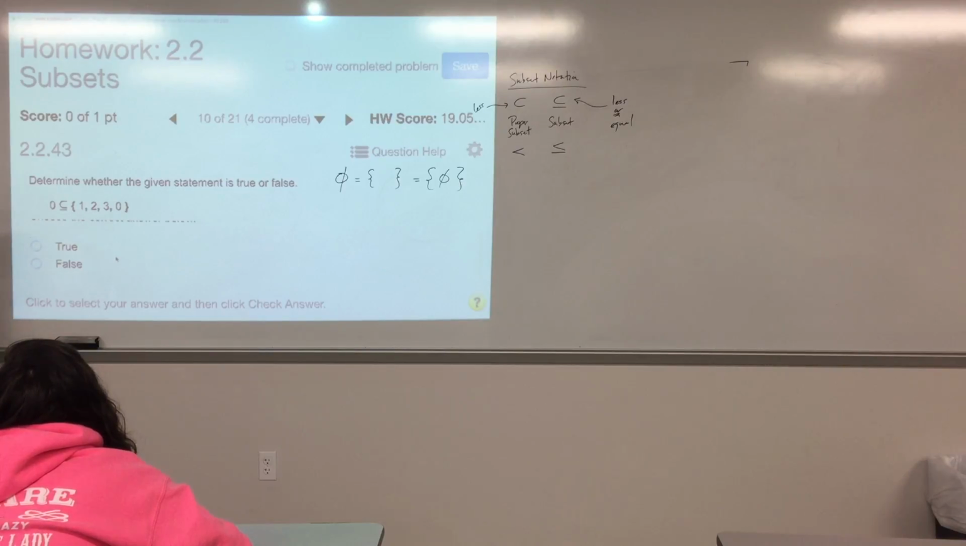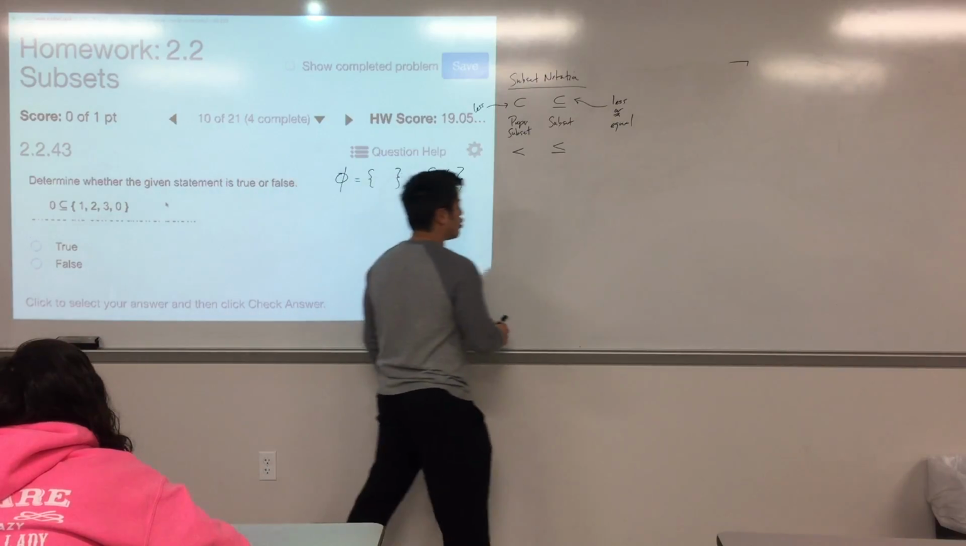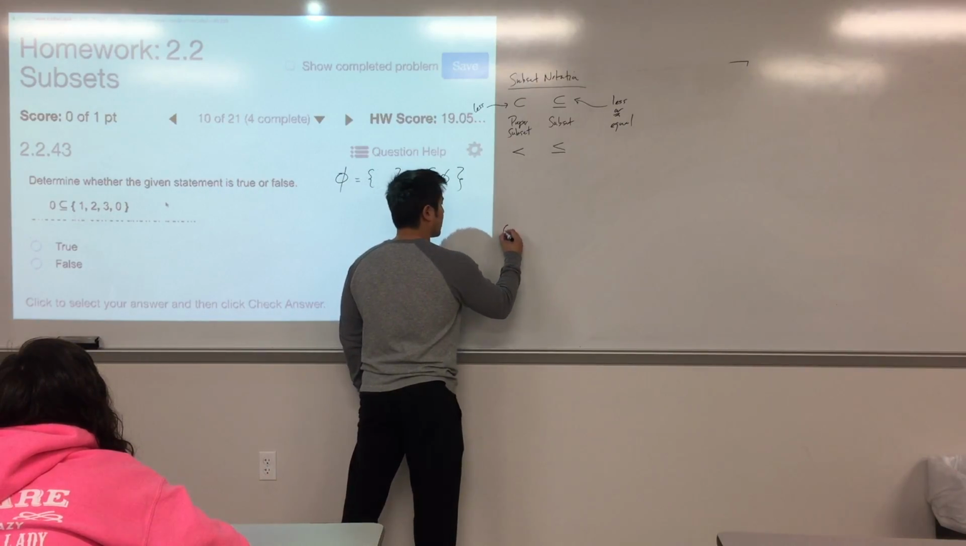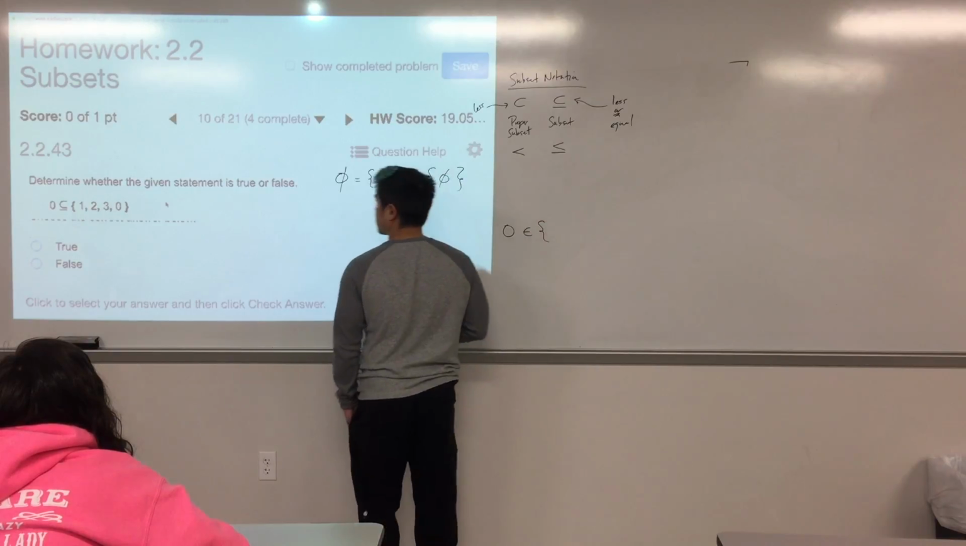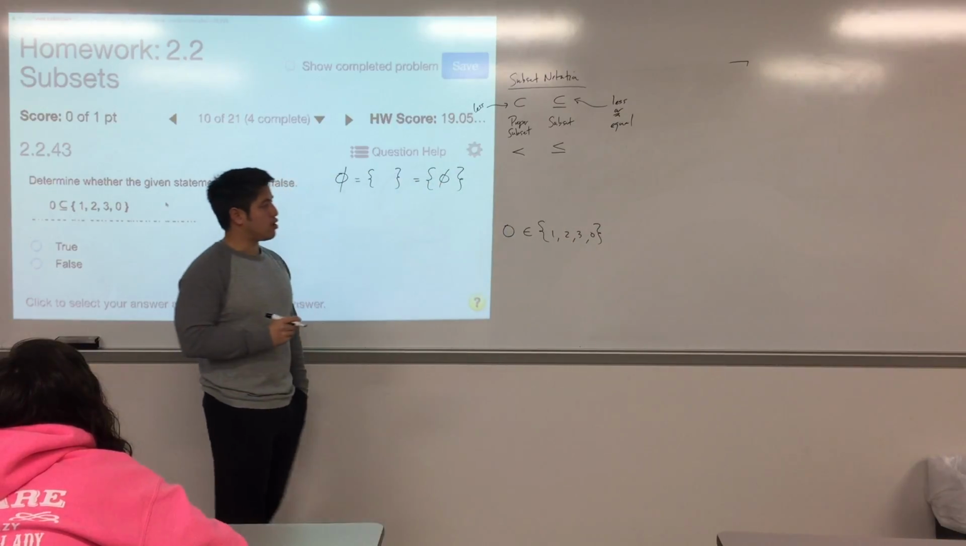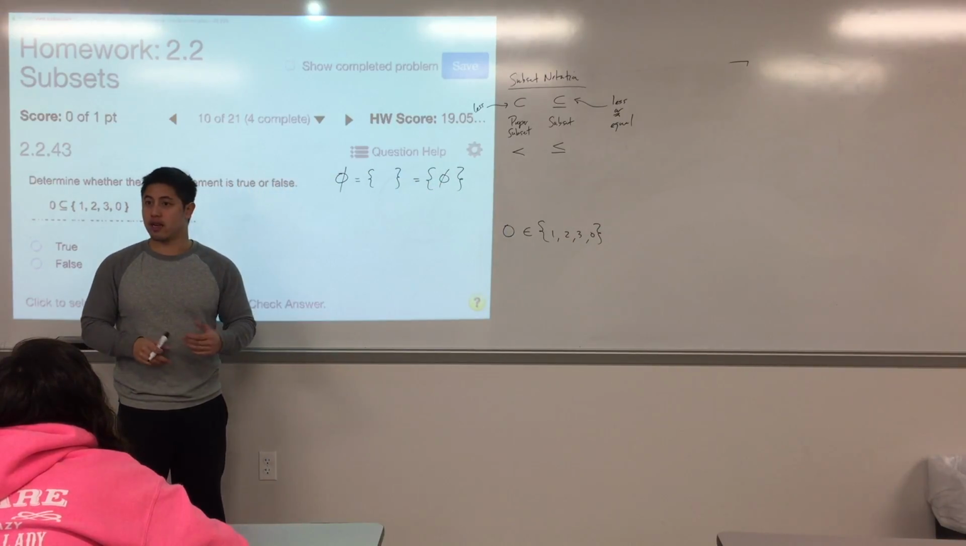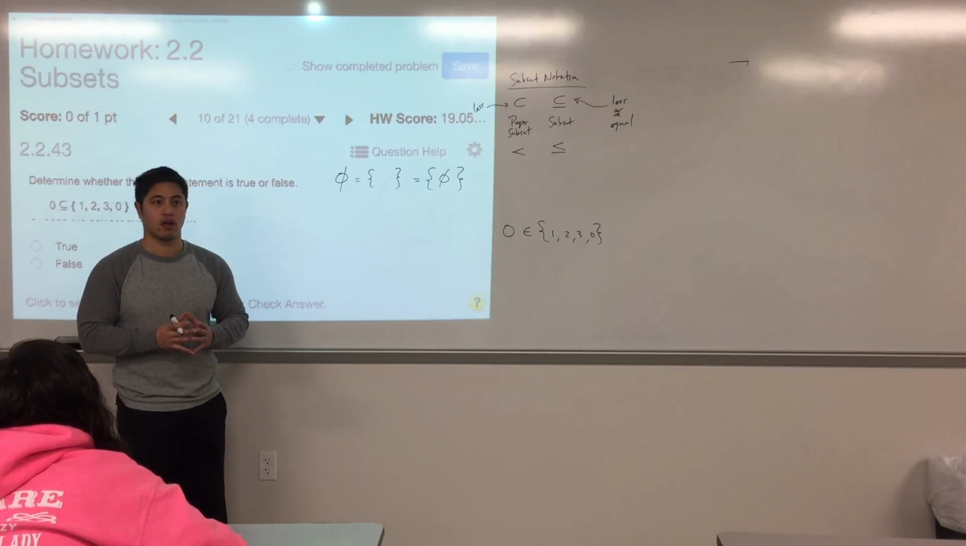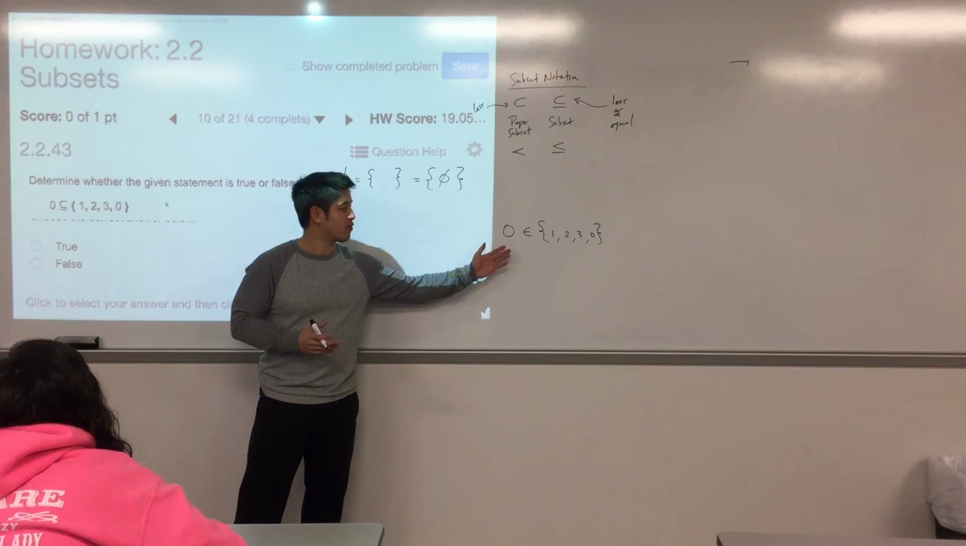All right, so with that said, let's take a look at this problem. And this is a very, very important thing here, so pay close attention. Last section, we had that element symbol, right? And last section, you recall that we had something like 0 might be an element of the set 1, 2, 3, and 0. And on your previous night's homework, you were given a problem like that, and they'd say, determine whether that's true or false, right? And what's the answer, of course? True.